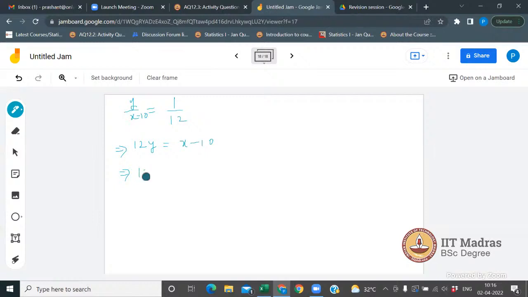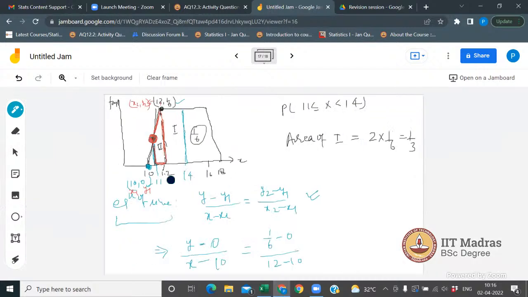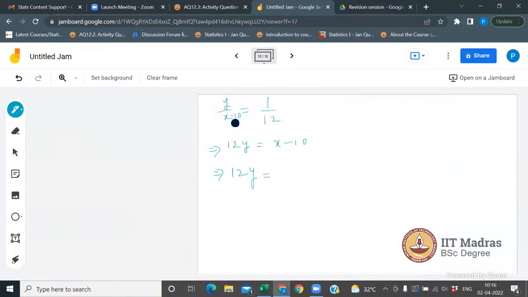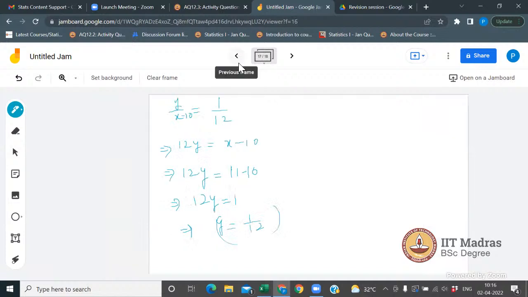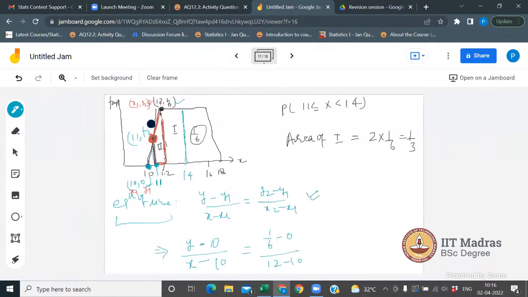Yes, sir. So 12y equal to x minus 10. For this point, I have to find the y coordinate. Okay, and the x coordinate is 11, right? Okay, sir. X is 11 here, and I have to find y. So just put x as 11. 11 minus 10. It will be 12y equal to 1. So you will get y as 1 by 12, right?